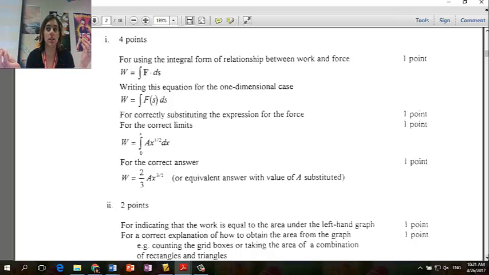Again, since you're doing it over some distance and you have a function, you're going to want to use work as the integral of force dot ds, they say ds here. If you had used x, that's fine. Okay, so you get a point for having that formula down. So always write your formulas. Substituting in the correct expression for force gets you a point, and setting the correct limits from 0 to x got you another point. Doing the actual correct integration gets you the 4th point for part 1 of part B.